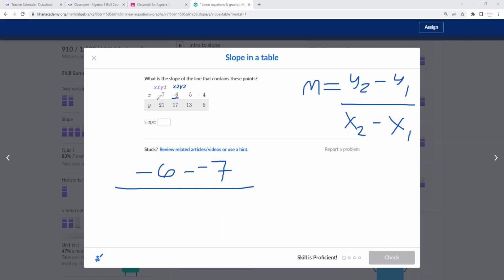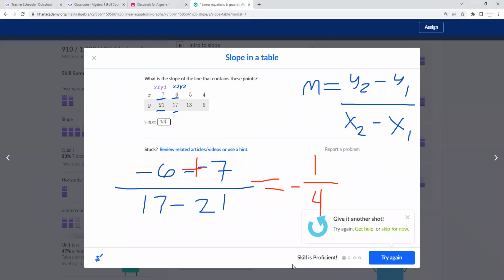So I did -6 minus -7, right? I just plugged into the formula. Now I'm going to do 17 minus 21. So this is going to become a plus sign. That's going to get me a 1. This is going to get me a negative 18, 19, 20, 21. Negative 1/4 would be my slope for this one.